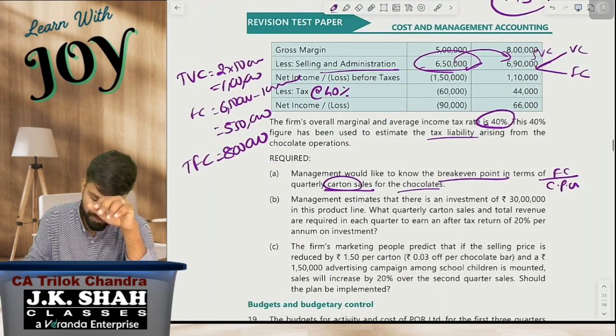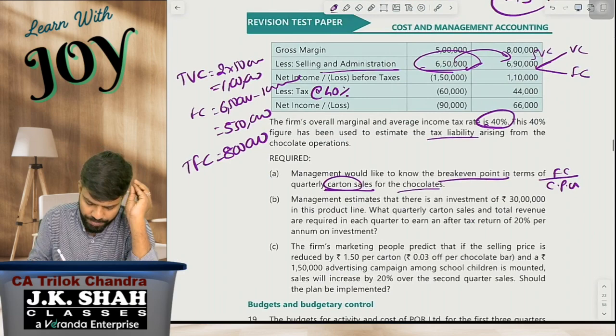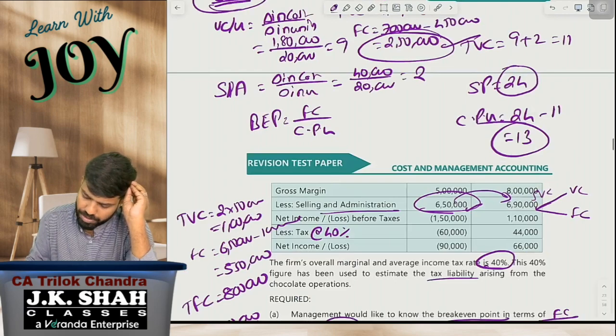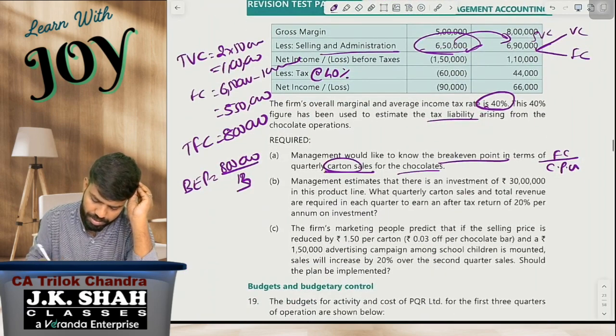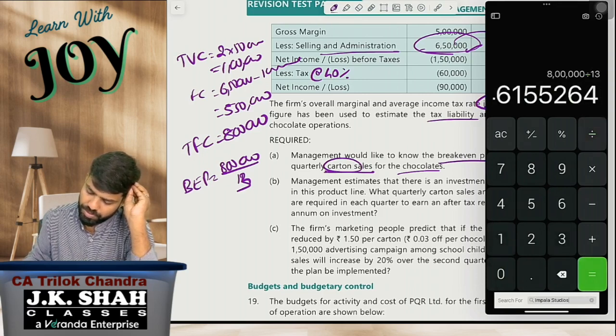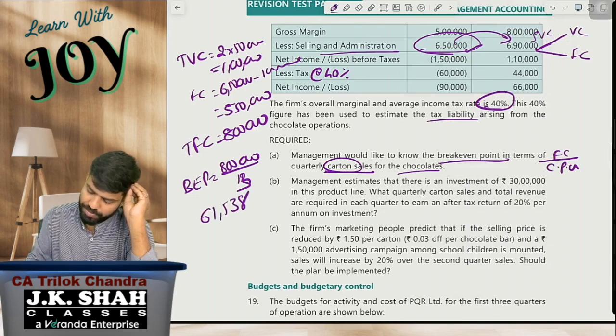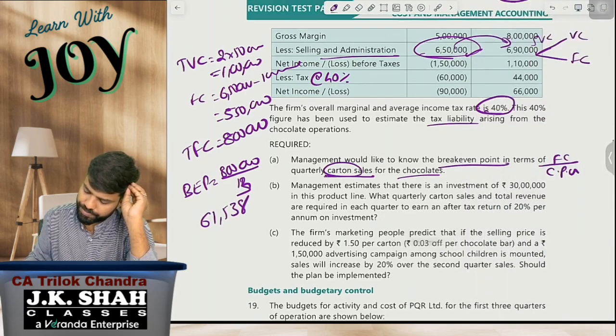Yeah, 2 lakh 50, 5 lakh 50, 8 lakhs. Have you understood this? Okay, so break even point equals fixed cost, which is 8 lakh rupees, divided by contribution per unit, which is 14 rupees. Sorry, 13. Contribution per unit is 13. So 8 lakhs divided by 13 equals 61,538. Let's look into the solution.